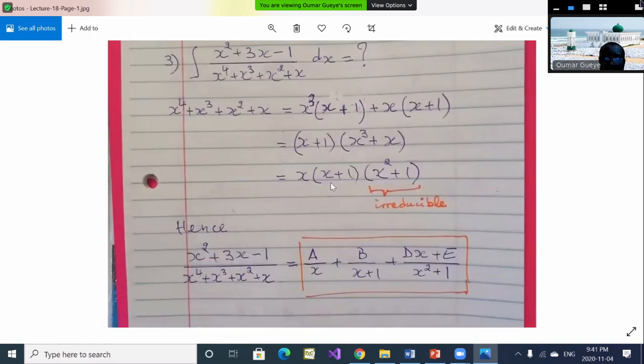For the linear factors, we have these two terms. From the quadratic factor, we have the third term, based on the third step of the partial fraction decomposition method. So next step, we have to find A, B, D, and E, and then calculate the integral. I'm going to let you write down the solution here. After, we'll see how to find A, B, D, and E.